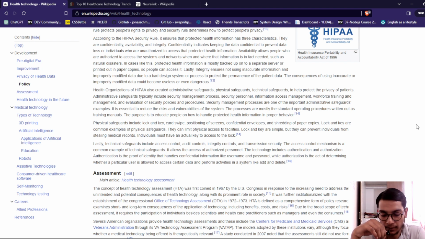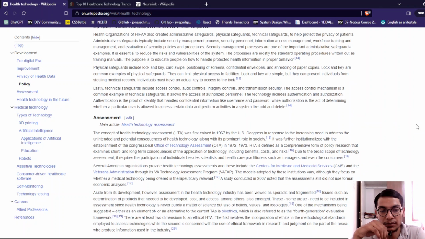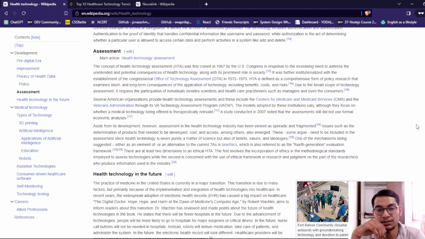Health technology assessment. The concept of health technology assessment was first coined in 1967 by the U.S. Congress in response to the increasing need and potential consequences of health technology, along with improvement in society. It was institutionalized with the establishment of the Congressional Office of Technology Assessment. HTA is defined as a comprehensive form of policy research that requires the participation of individuals besides scientists and healthcare practitioners, such as managers and even the consumer.